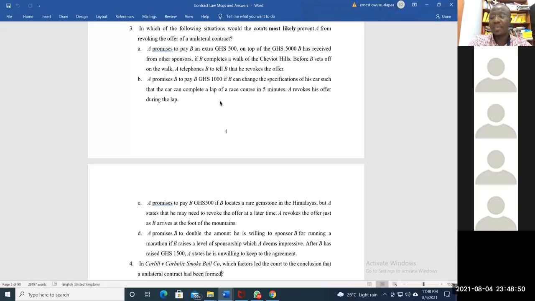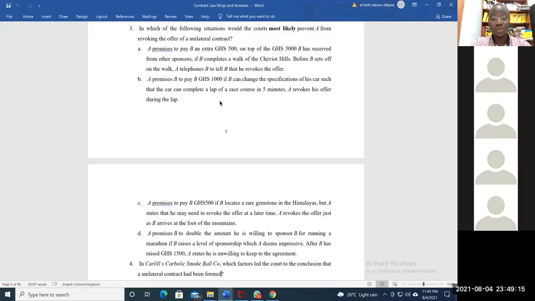find the gem in the Himalayas. The fact that you have arrived at the foot of the mountain is no assurance that you go ahead and actually find it. And for that matter, A is entitled to disregard you and go ahead with this decision to revoke, in my view. So let's look at D.